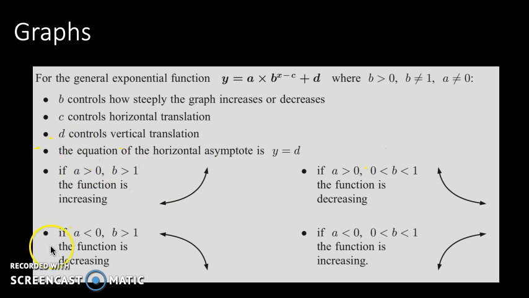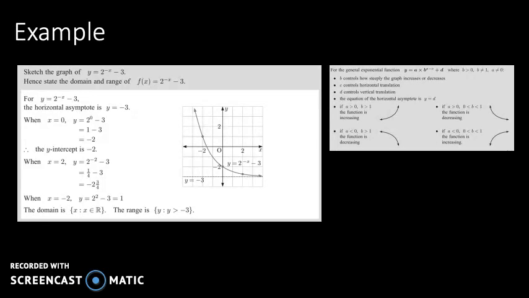So then we have some general rules about what's happening when certain numbers are between certain things. I'm going to go straight into an example here. I've got the same box as before just so you can see what's happening. So we have sketched the graph of y equals 2 to the power of minus x minus 3. And hence they want us to state the domain and range of the function. From our rules over here, the horizontal asymptote is y equals d, and here our d is -3, so we know that's our horizontal asymptote.